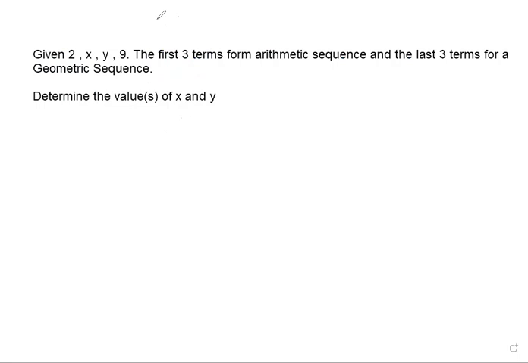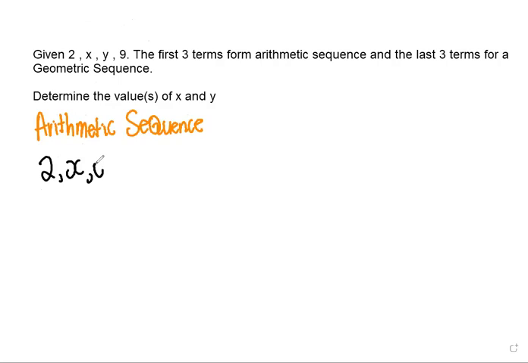So with regards to this, since they told us the first three terms form an arithmetic sequence, we're gonna write it as follows. Arithmetic sequence. With regards to the arithmetic sequence, we're gonna have what? The first three terms, right? Because they said the first three terms form an arithmetic sequence, which will be 2, x, and y. So your 2, x, y forms an arithmetic sequence, right?